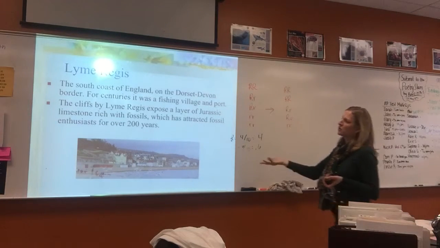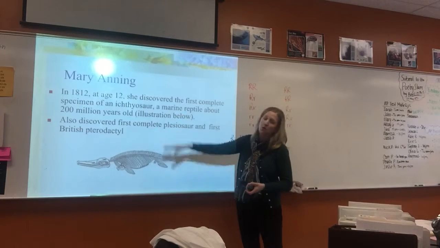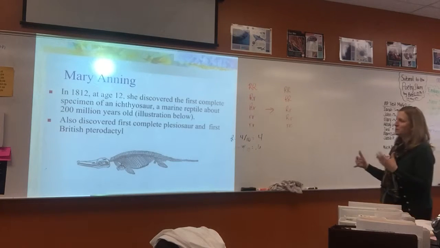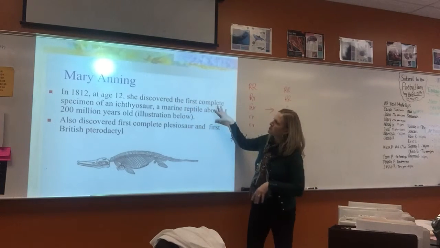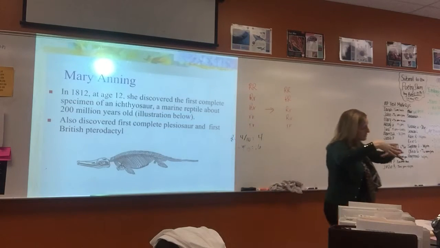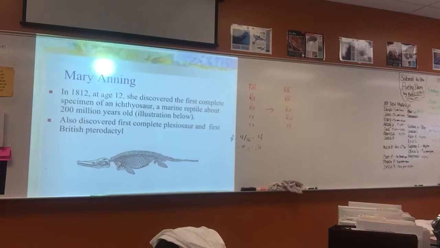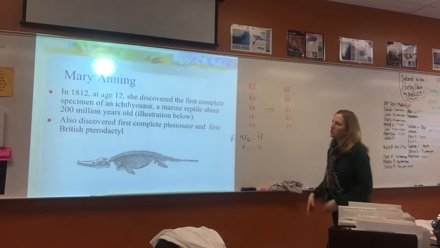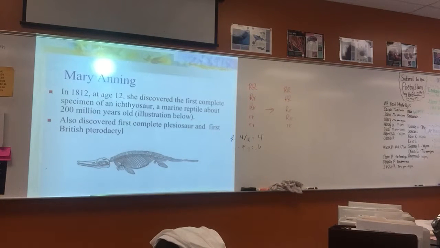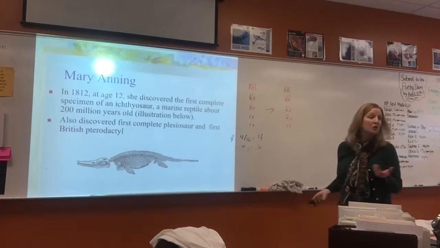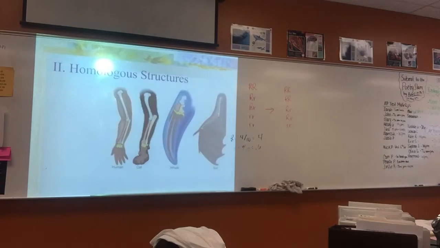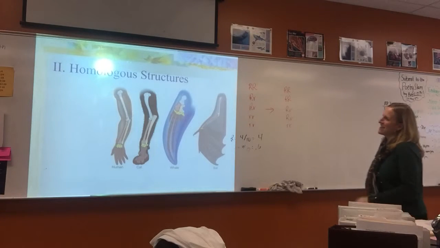And this woman, who was at the time a girl, was 12 years old in the early 1800s. She actually discovered, which is pretty remarkable for her age, the first complete ichthyosaur, which is a reptile. So she found a whole skeleton of that organism, and then also a pliosaur and a pterodactyl as well. It shows you that you don't have to be a paleontologist. People discover fossils all over the place, and sometimes you can be looking for them, and sometimes you just stumble upon them. All right, so she became a pretty famous 12-year-old at the time.